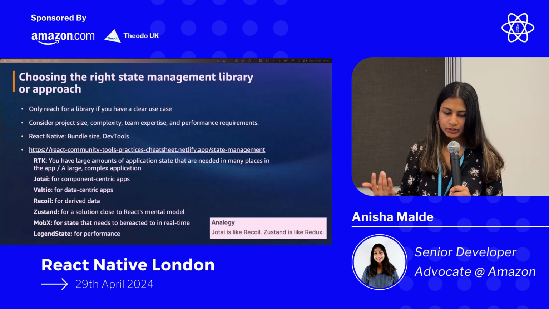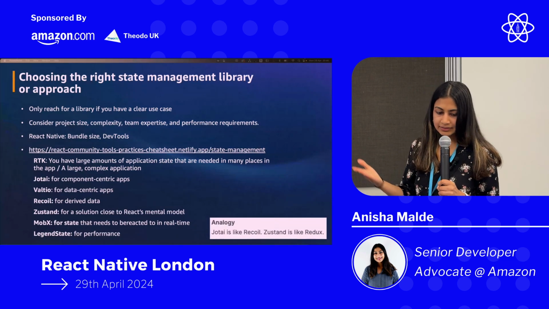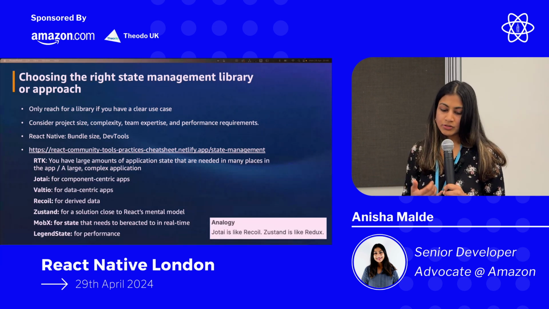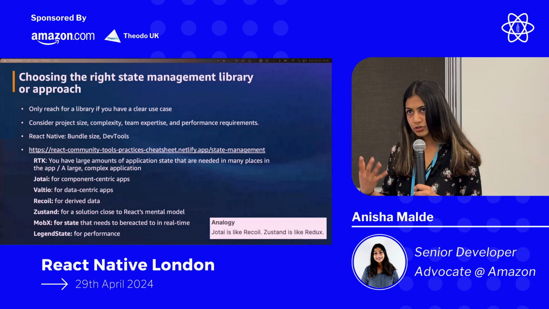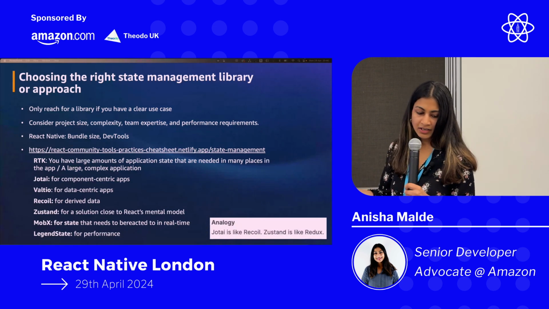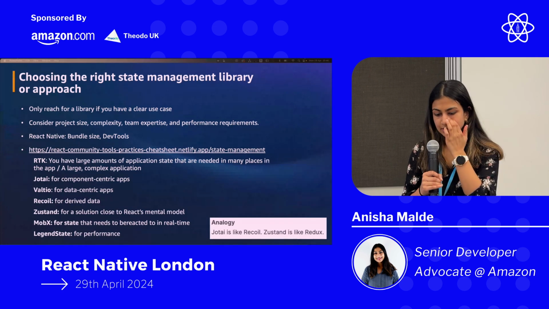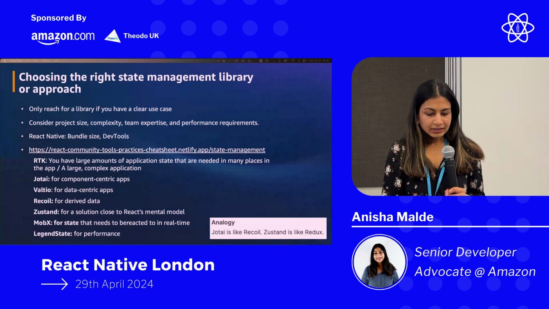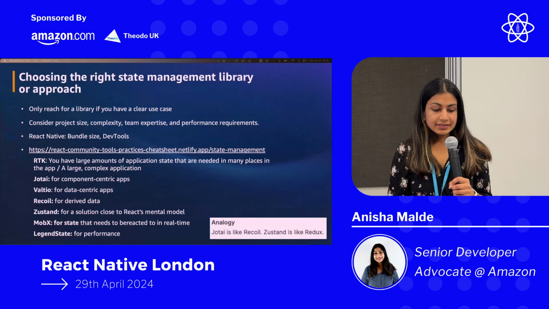Then you have Recoil, which is really useful for derived data. Zustand has a simple, intuitive API, which is based on hooks. So it's really useful if you want a lightweight solution that feels natural to React. MobX is useful if you have complex state that needs to be derived and reacted to in real time. And finally, there's another one which is on the list, sorry, Legend State.